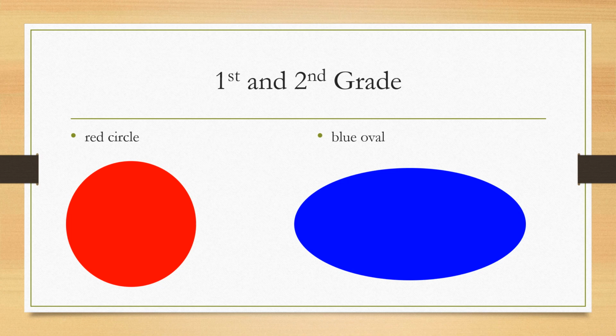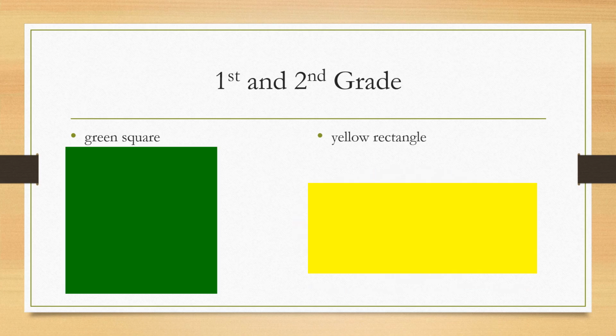You can see that the red circle is perfectly round, but the blue oval is long on one side and shorter on the other. Okay? On the next slide, we have a green square and a yellow rectangle. Now, the green square is equal on all sides. They're the same length, but the yellow rectangle is long on one side and short on the other. The shape is a rectangle, and of course the color is yellow.